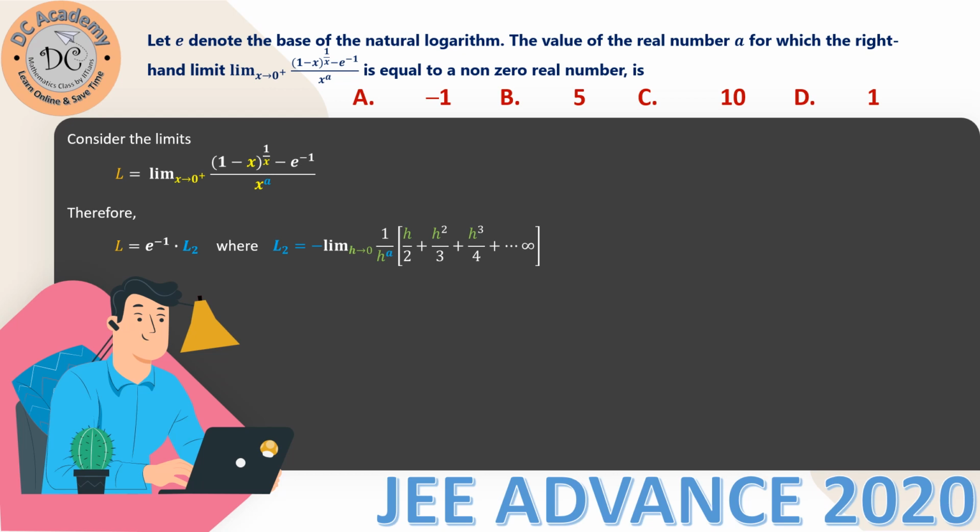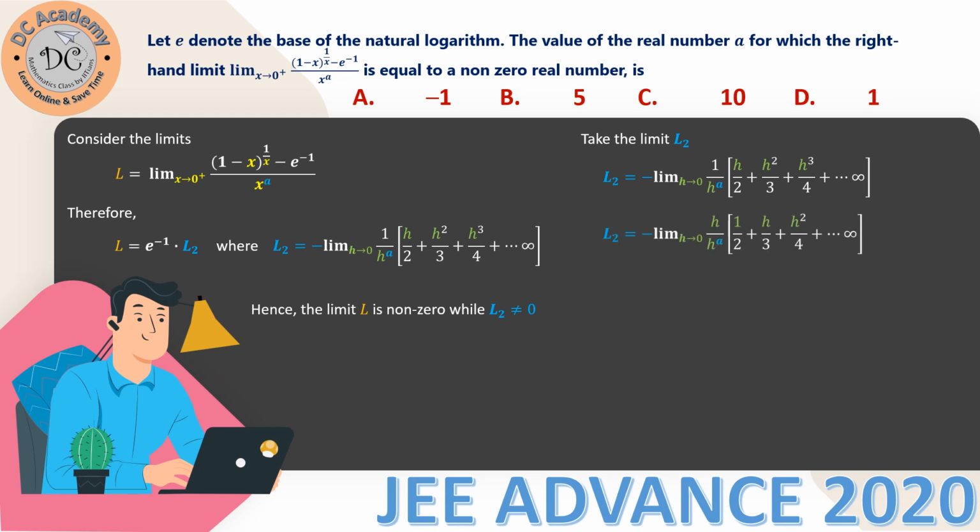What we are asked is to find out for what values of a the given limit will have non-zero values. Our limit will be non-zero only if L2 is non-zero. That's why we consider the limit L2 and try to find out for what values of a this L2 is non-zero.